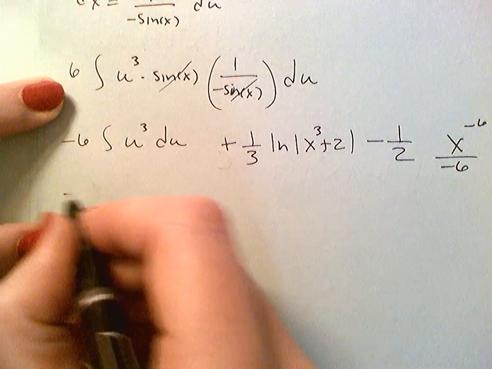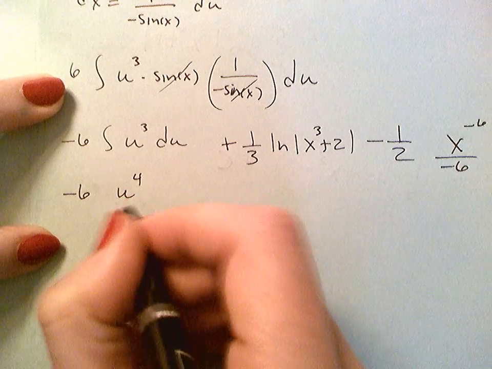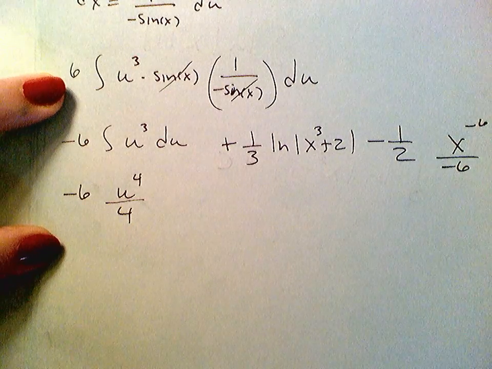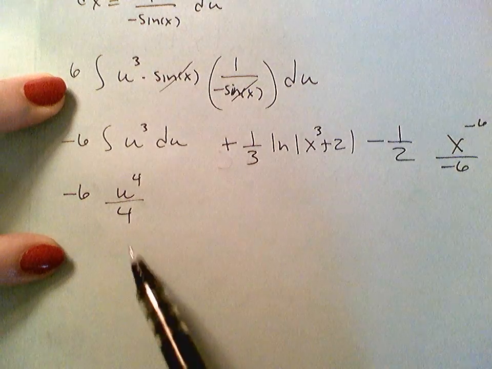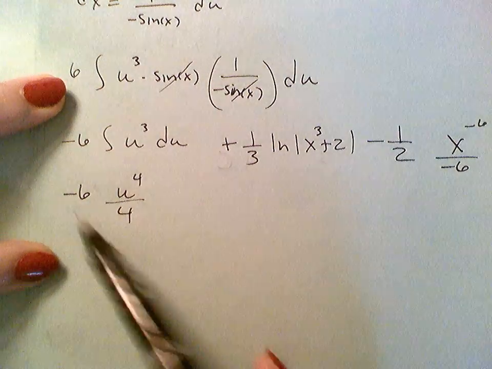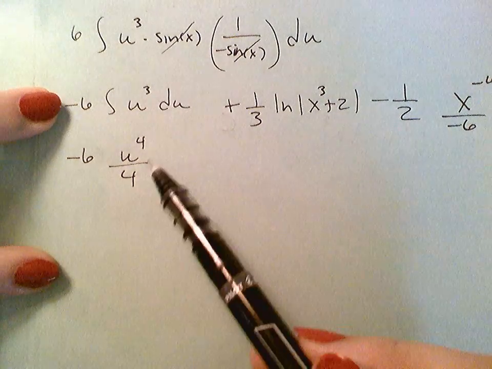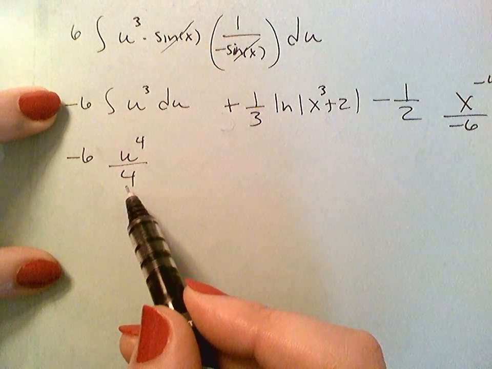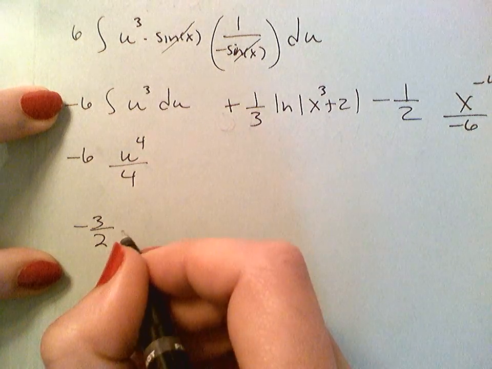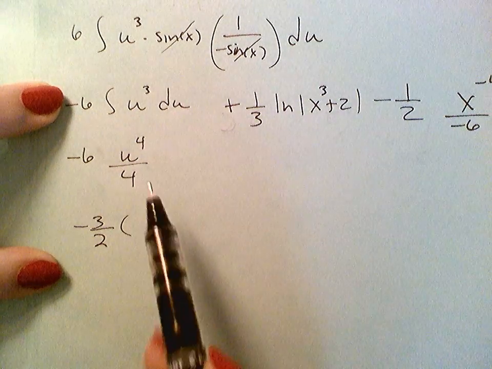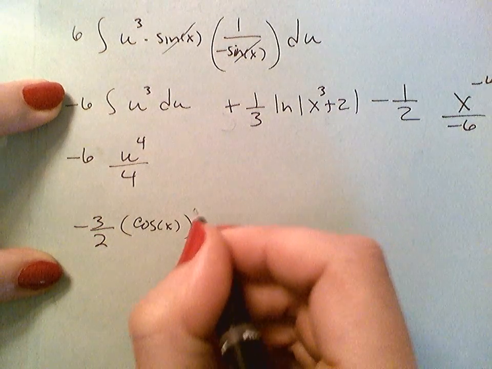So I'm carrying down the negative 6. That's the constant multiple rule. U to the 4th over 4. I won't bring down the rest yet. This is just an intermediate step here. So I'll bring this down simplified. I'm going to have negative 6 over 4, so that'll be negative 3/2, which is coming down. And then u to the 4th, but I have to plug the u back in, and u was cosine of x, so cosine of x to the 4th.